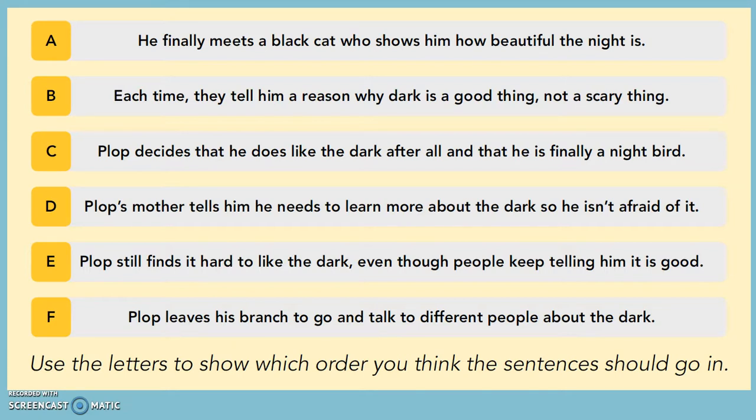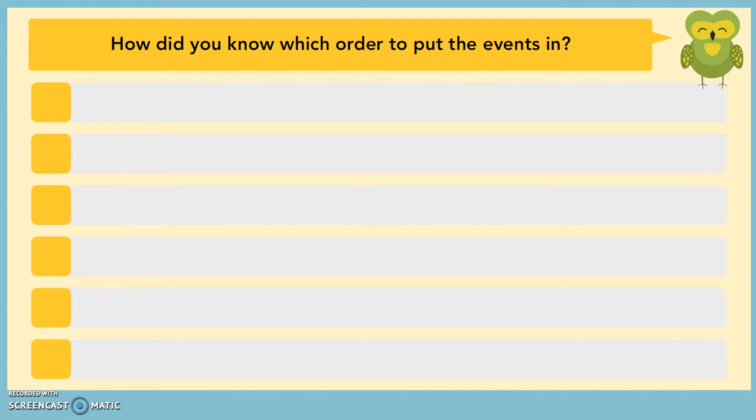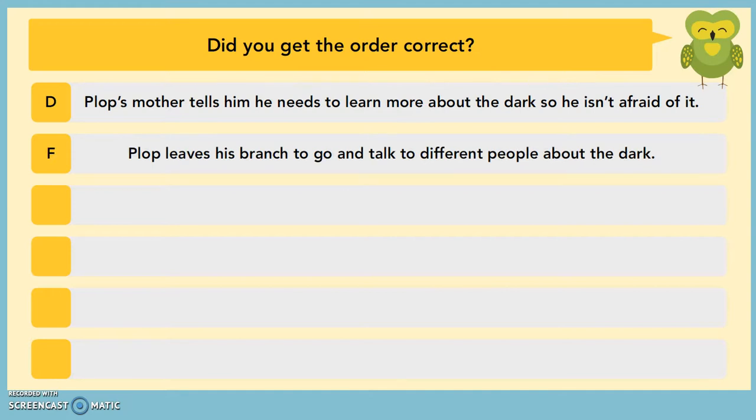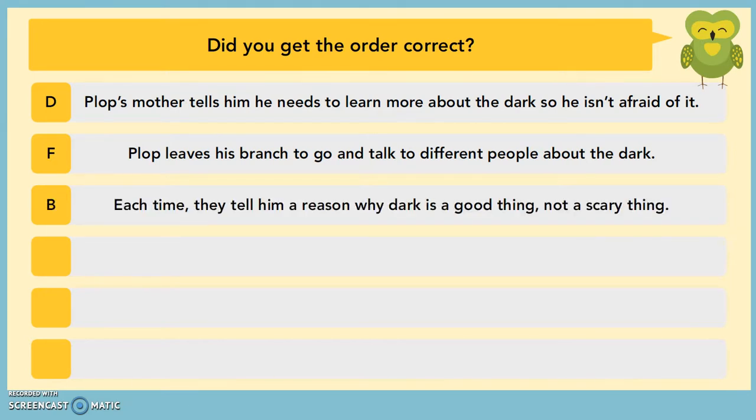So let's take a look at what our order was actually, and be thinking whether you put them in the same order. So our first was D. Plop's mother tells him he needs to learn more about the dark, so he isn't afraid of it. Our second event was F. Plop leaves his branch to go and talk to different people about the dark. The third event in the sequence is B. Each time they tell him a reason why dark is a good thing, not a scary thing.